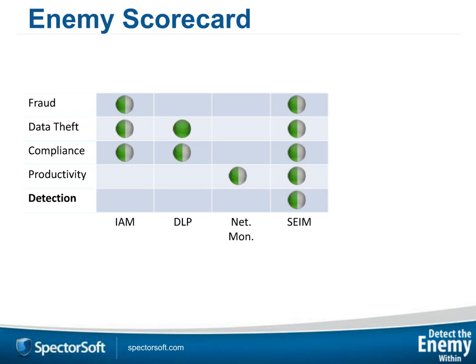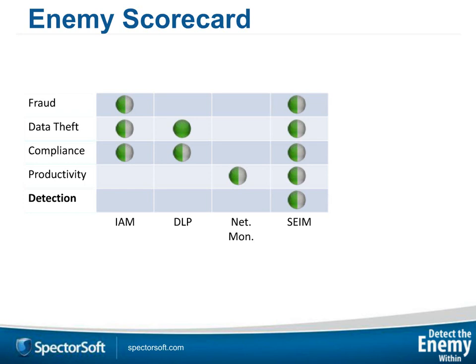DLP, good for compliance because you're going to be able to block data from leaving. Maybe a little data theft for sure. Maybe a little bit of fraud, but not if someone's writing checks in an accounting system they shouldn't be. It's not going to help there. Network monitoring, of course, helps with productivity. I can see who's on Facebook a lot, but only to some degree. And then SIEM helps all across the board, but again, it lacks some of that context.